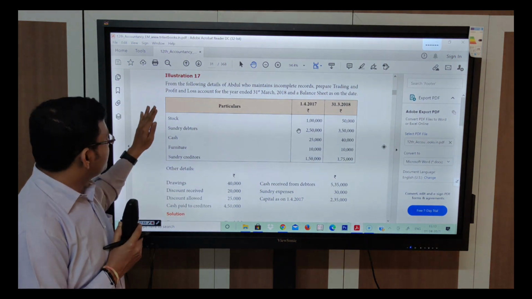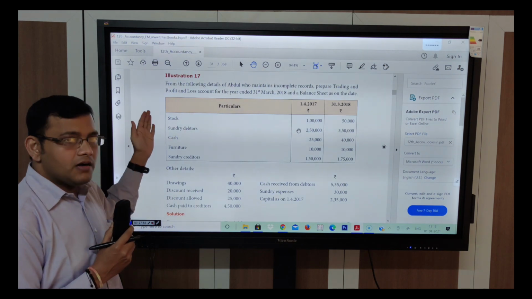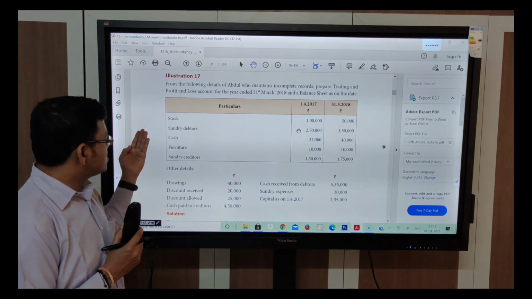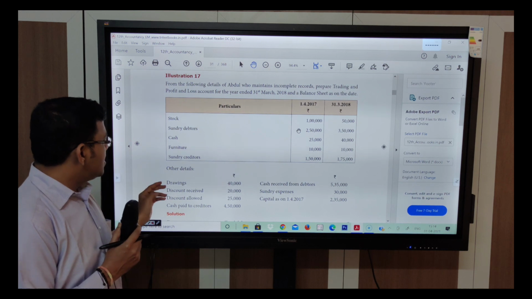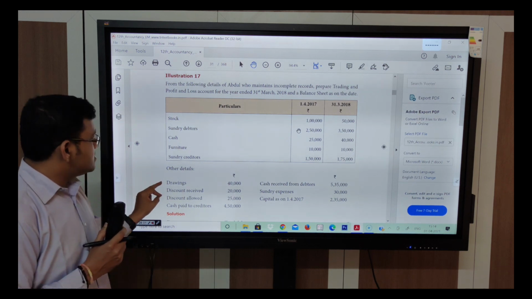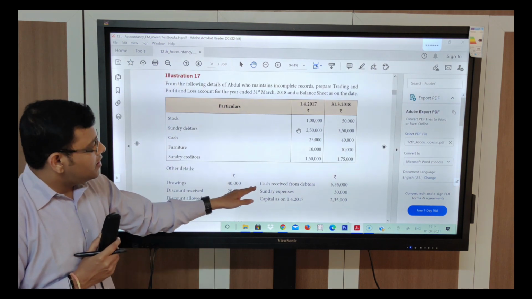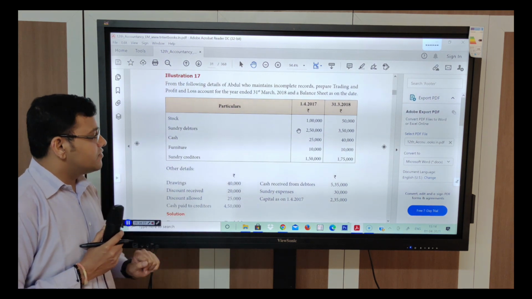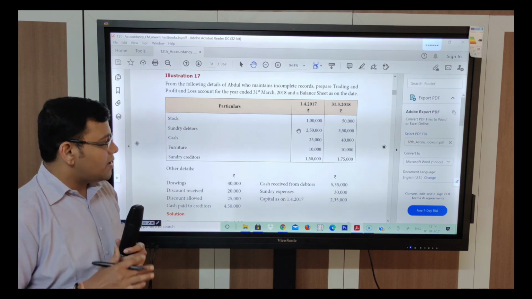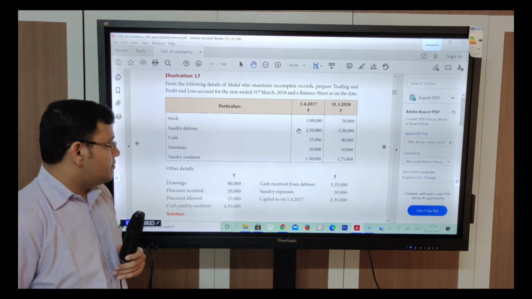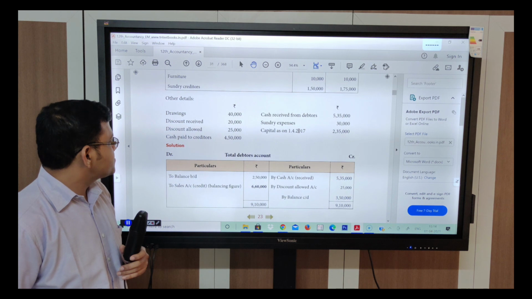They have given all the items of the balance sheet: stock, debtors, cash, furniture, creditors. And they have given the other details: drawings, discount received, discount allowed, cash paid to the creditors, cash received from debtors, sundry expenses, and capital as on 1st April. So that is the opening capital.